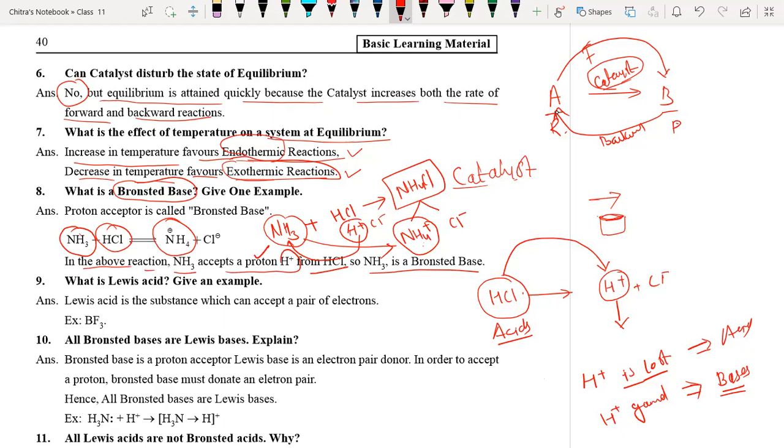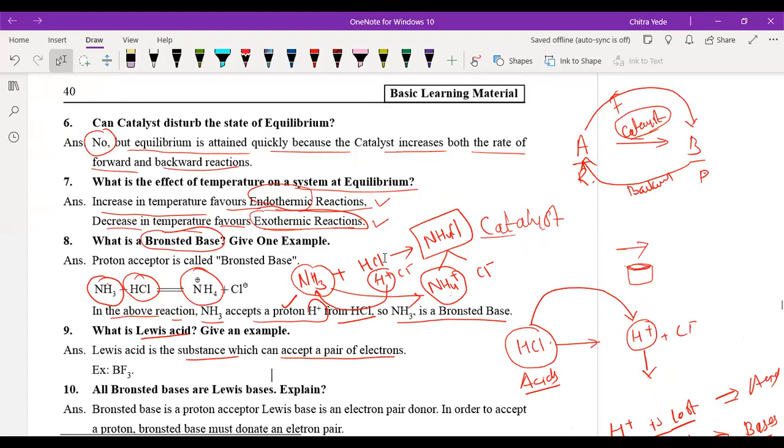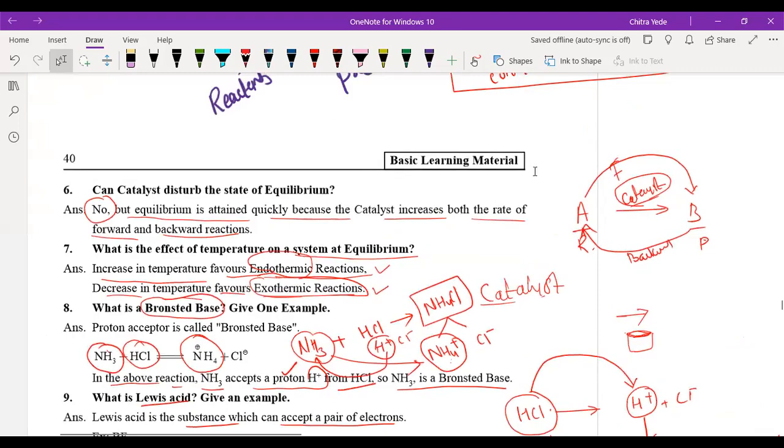Okay, sir. Now next we have the Lewis acid. Lewis acids are nothing but the substances which can accept a pair of electrons. Those chemical species that accept a pair of electrons are called Lewis acids. Okay, everyone. Just revise the definitions, then we will move further.